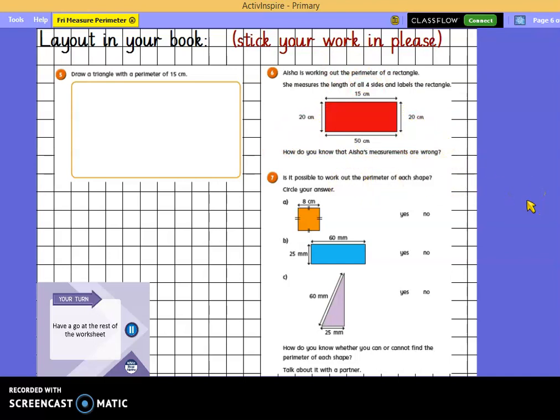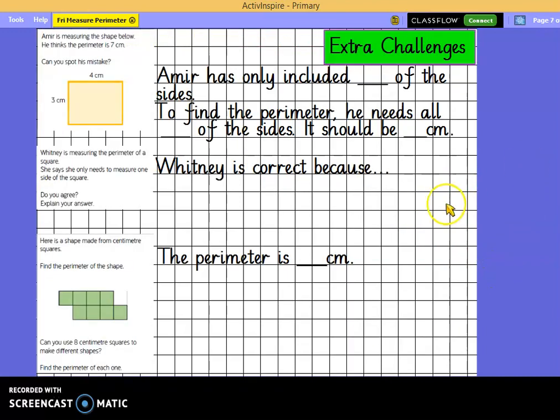Move on to number 7, and it's got yes and no answers, and then you've got to explain at the end. And here are some extra challenges for those of you that are ready. For each of these 3 challenges, I've given you some sentence starters to help you to record your answers. You might want to pause the video and use this to support you in your workings.